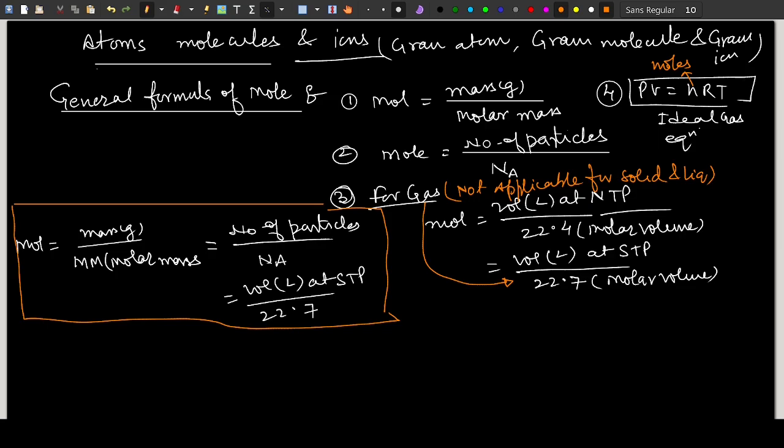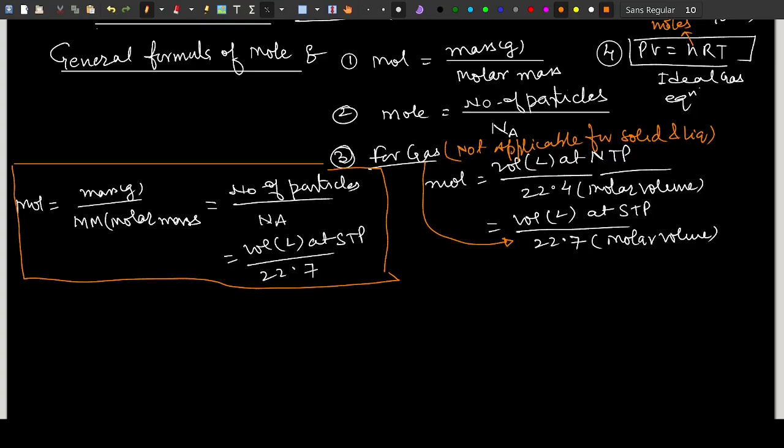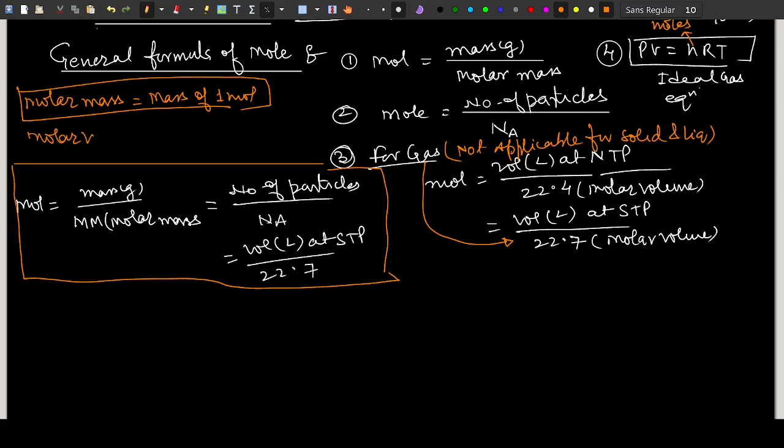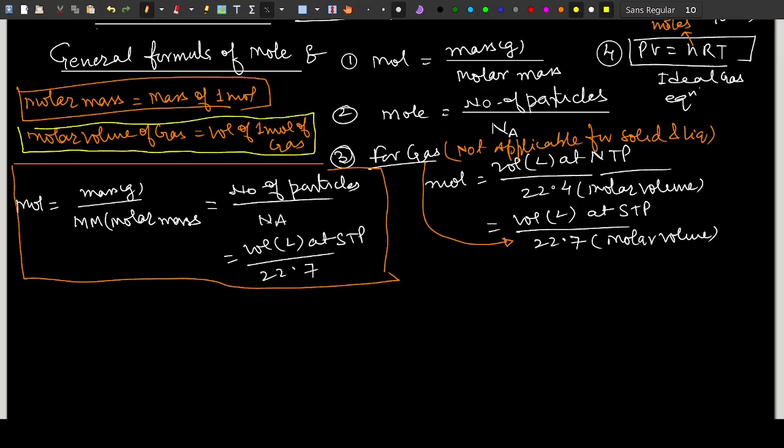Now after this, here we have a term which is molar mass. It is simply the mass of 1 mole. Here it is molar volume, and molar volume of gas is the volume of 1 mole of gas. And at STP, this molar volume is 22.7, and at NTP it is 22.4.